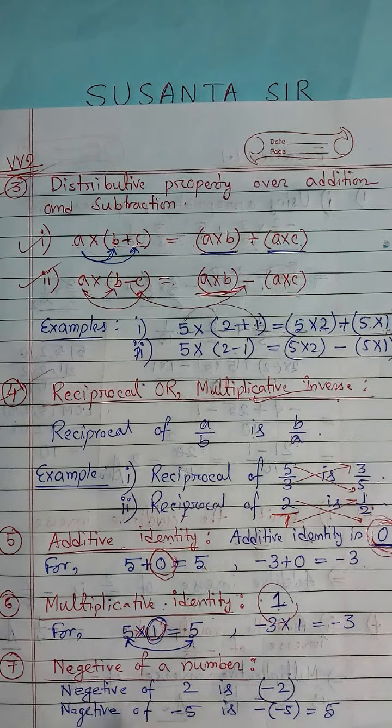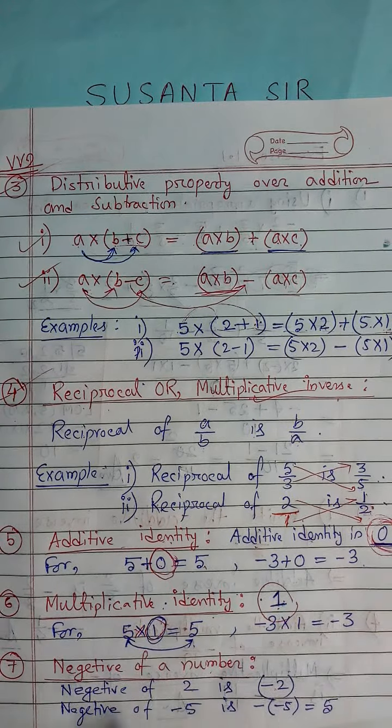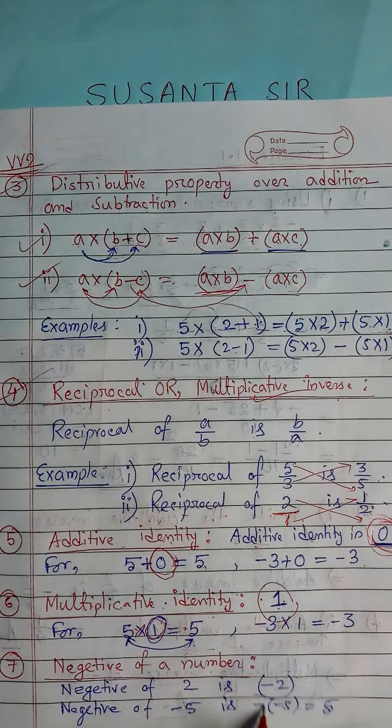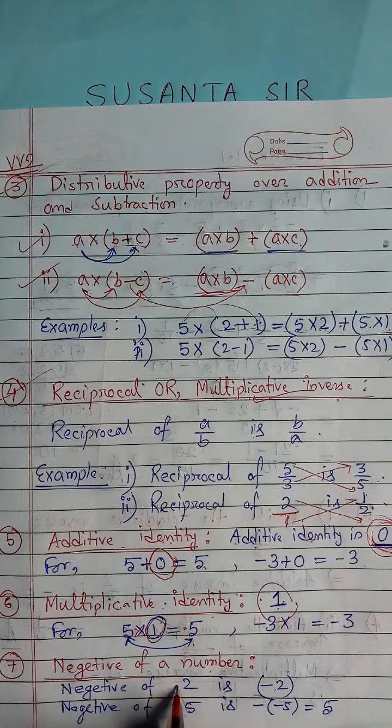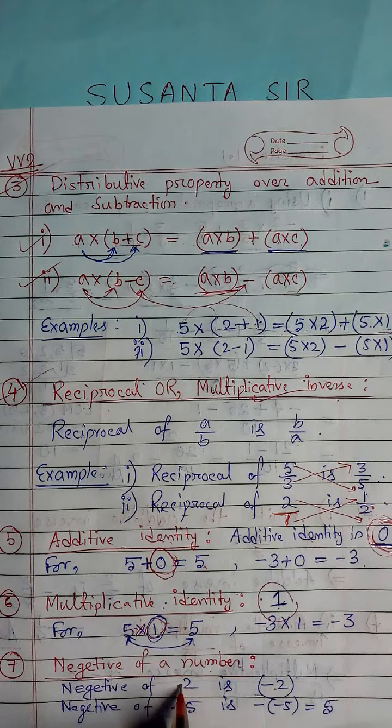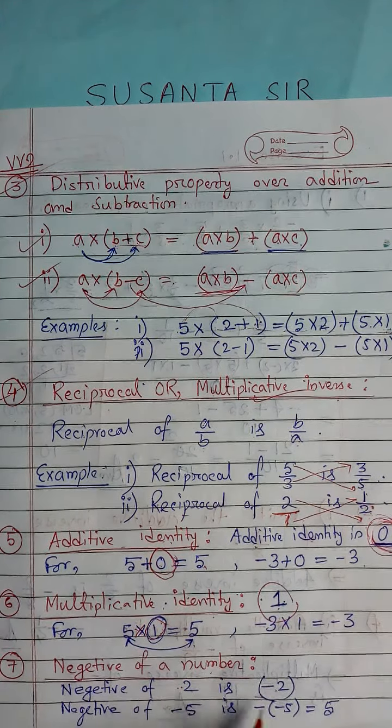Then the last property, negative of a number, and that is very easy. Negative of 2 is -2, as well as negative of -5 is 5. Whatever sign is there, the sign will just change. If plus is there, it becomes minus. If minus is there, it becomes plus.